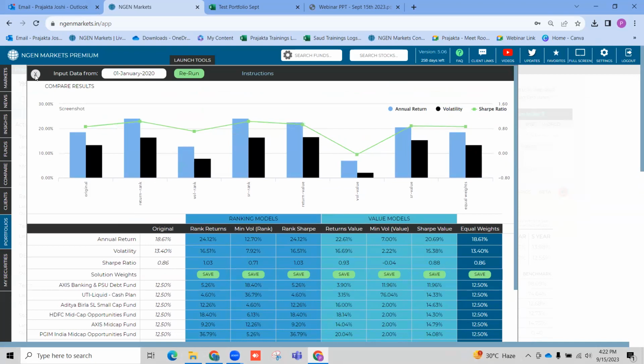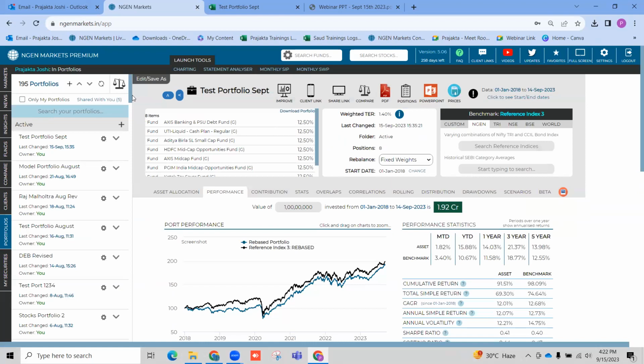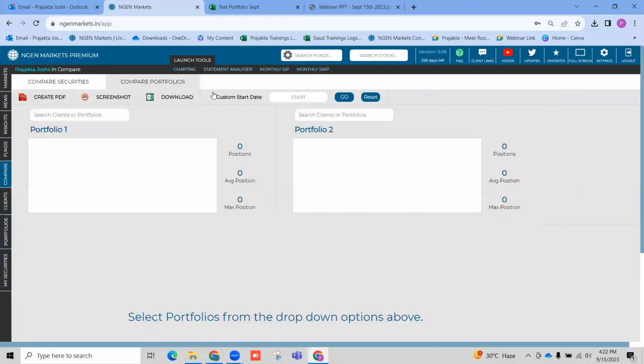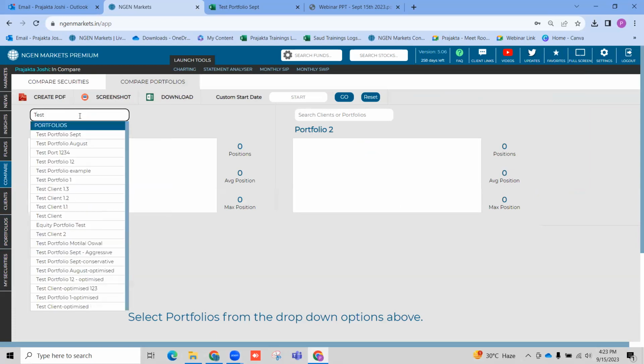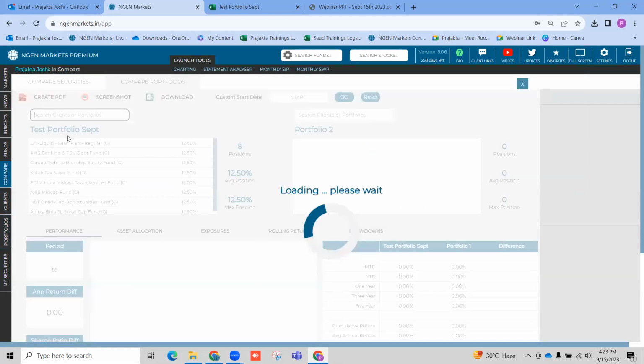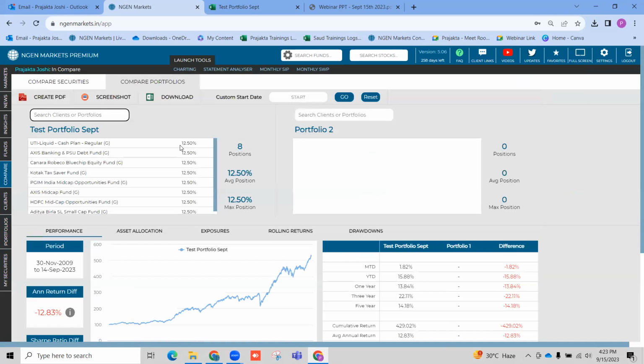Now, let's come to actually comparing two portfolios, wherein we have actually created a portfolio. For that, we will go to the portfolio section and the compare two portfolios icon. When you click on compare two portfolios, it will take you to two portfolio comparisons side by side. On the left-hand side, you will load in the existing portfolio, or in this case, the equal weighted portfolio. So our equal weighted portfolio had the name of test portfolio, September. The moment I load it, you will see that the allocation to each of the funds is an equal allocation of 12.5% each, 8 positions in consideration.